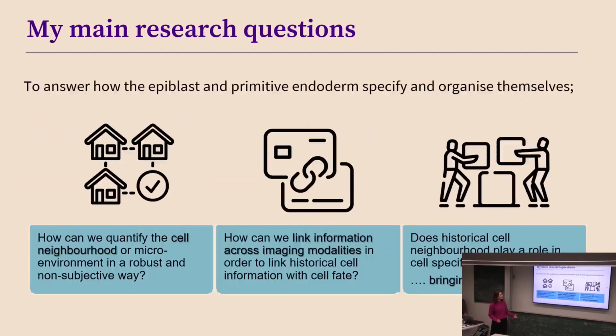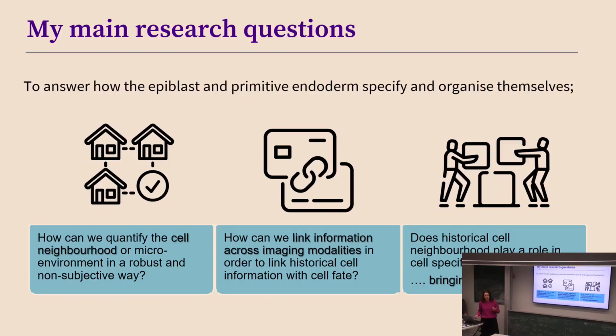So my main research question is, how are the epiblast and primitive endoderm lineages specified, and then eventually how do they go on to organise themselves? And this can be broken down into 3-ish research aims, and I'll talk about 2 of them today. So the first one is, okay, we're talking about microenvironment. How do we classify, how do we quantify it? What's a good way of describing that static cell neighbourhood? So I've got a picture of an embryo in 3D. How do I describe what's going on? And that's my first work package, as it were.